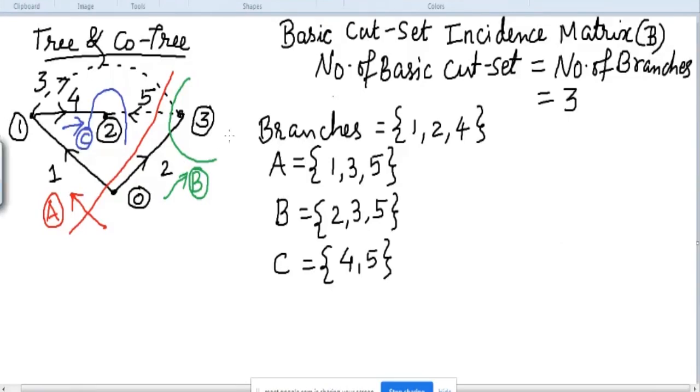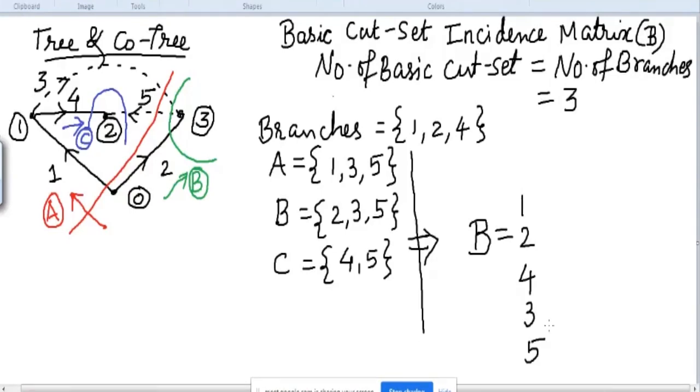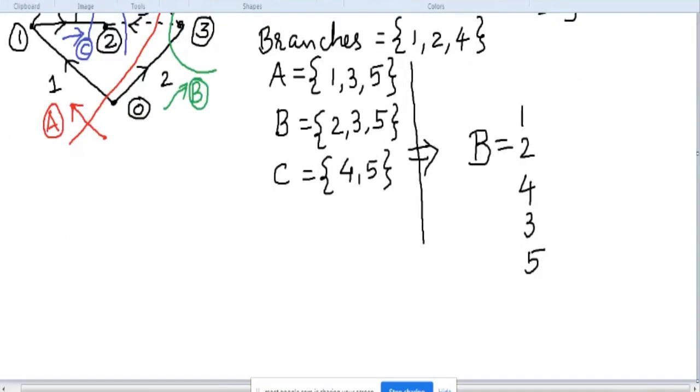So these are the basic cut sets that we have cut, and with the help of this, we have to write the matrix. So let us write the matrix. The name of the matrix is B. So B is equal to 1, 2, 4. These are the branches, and then 3 and 5. These are the links. As these are the branches, we have to write them first, and then we have to write the links. So 3 and 5 we have written after that.